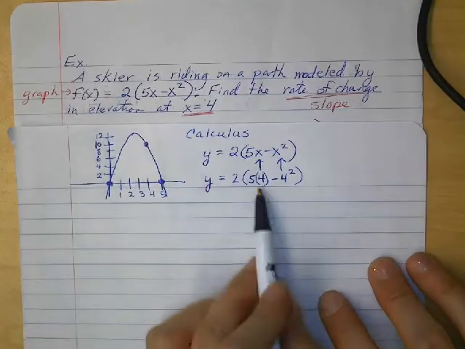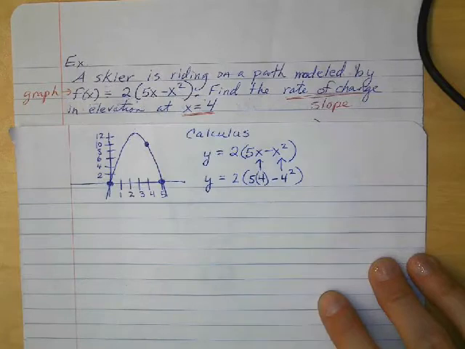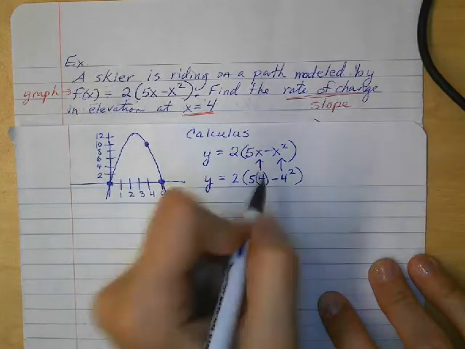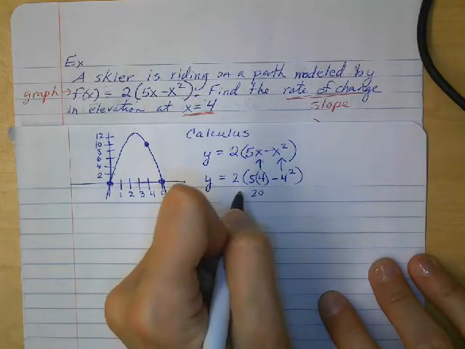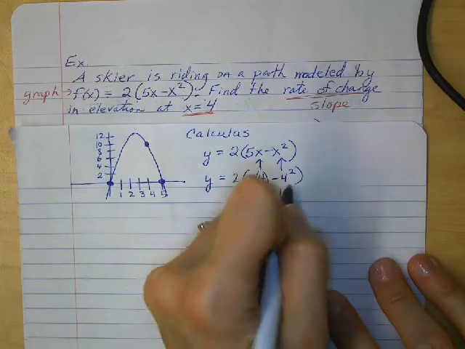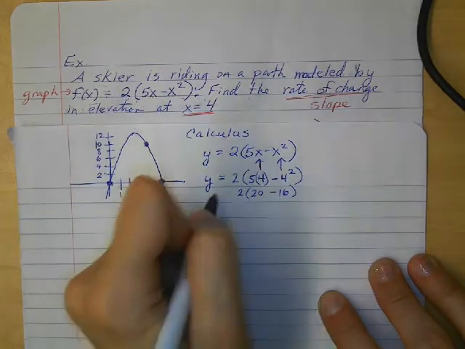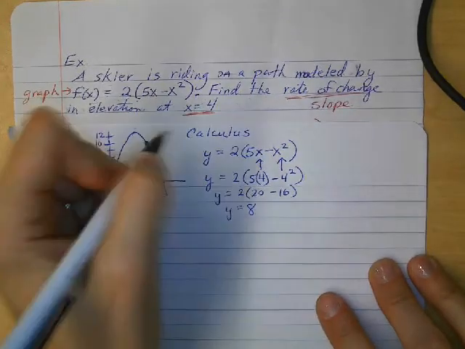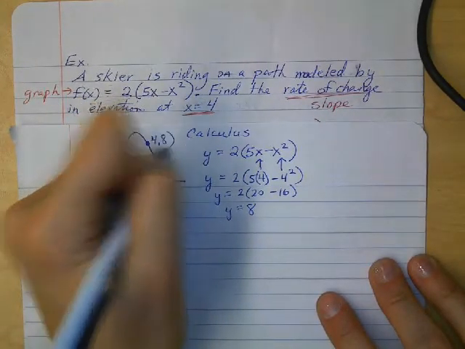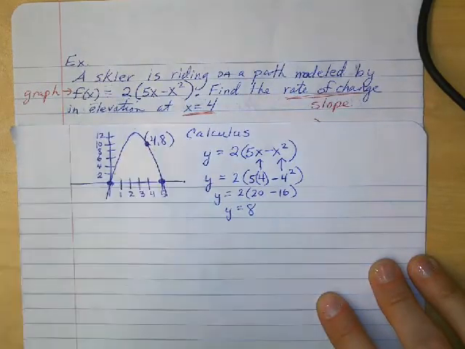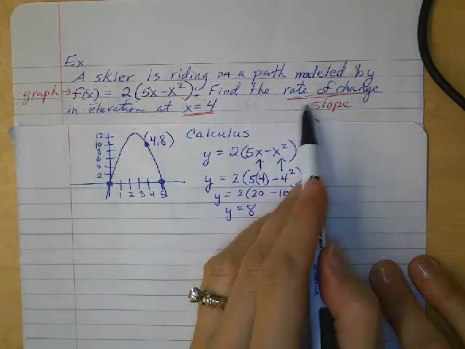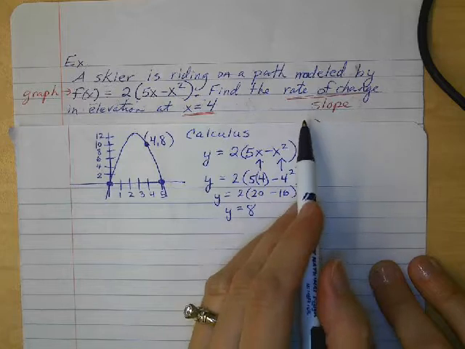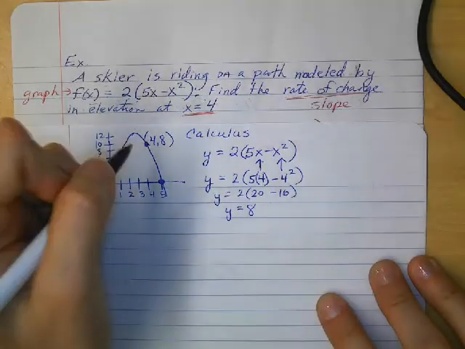Let's figure out the math here. Let's figure out this point. 4 comma what? So you could grab a calculator and figure this out. I got 8. So I'm getting the point 4, 8 right here. They want you to find the slope at that point 4, 8.